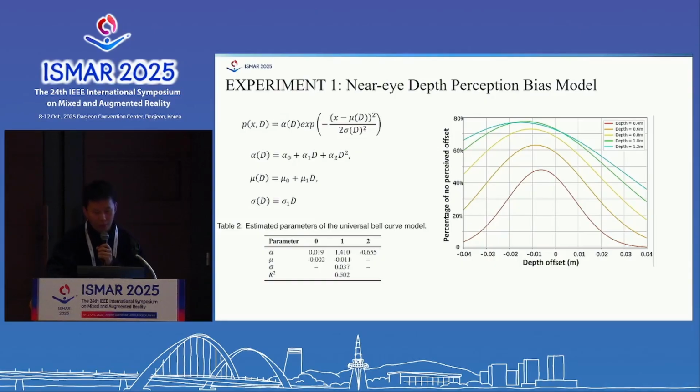This is a model we developed, which we call P of X and D. It predicts the probability of a user experiencing a depth bias of X at a target depth of D. We use a bell-shaped curve model where the key parameters, the peak, center, and width, are all functions of the depth. The figure on the right shows our model's prediction curves, which successfully match the experimental trends. This model is the key part we will now use to improve the 3D pointing model.